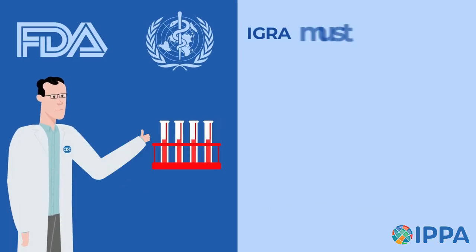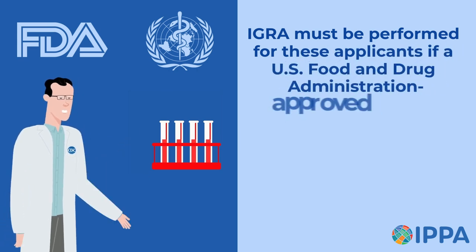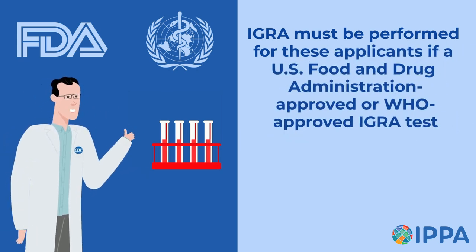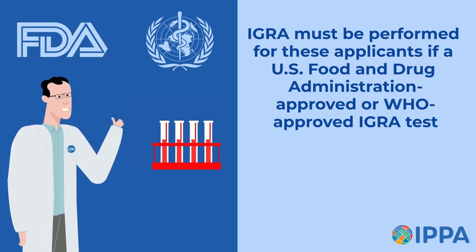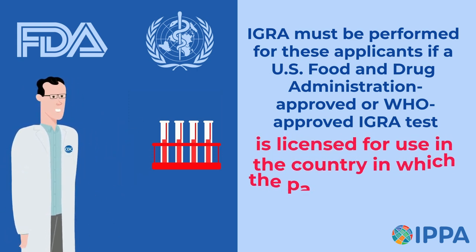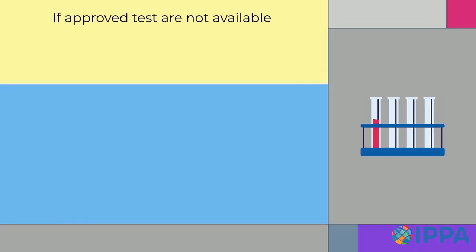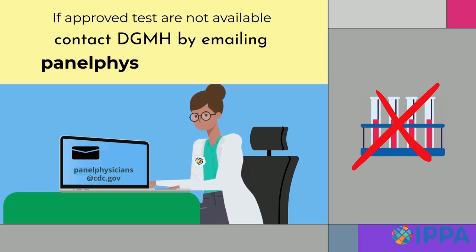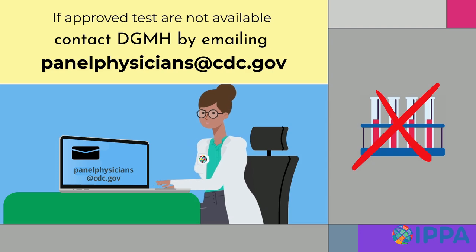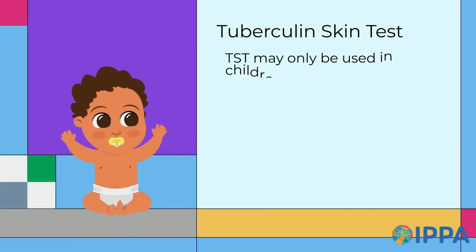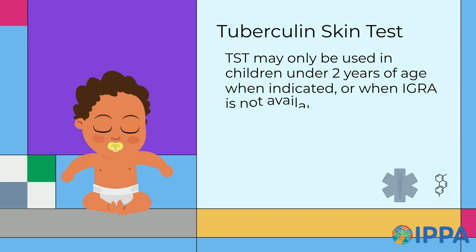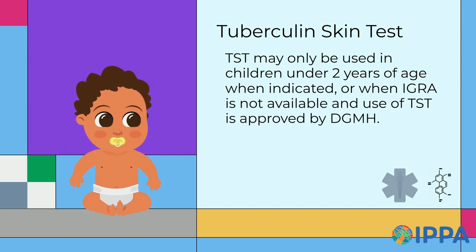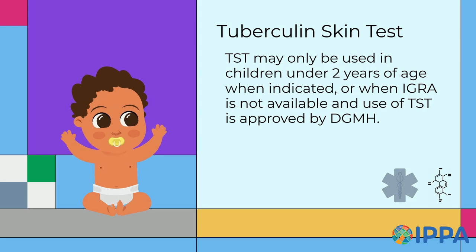4. IGRA must be performed for these applicants if a U.S. Food and Drug Administration approved or WHO approved IGRA test is licensed for use in the country in which the panel physician is practicing. If an FDA approved or WHO approved IGRA is not available for use in the country, the panel physician must contact DGMH by emailing panel physicians at cdc.gov for further guidance. 5. TST may only be used in children under 2 years of age when indicated, or when IGRA is not available and use of TST is approved by DGMH.